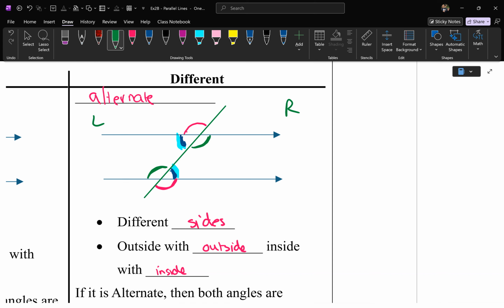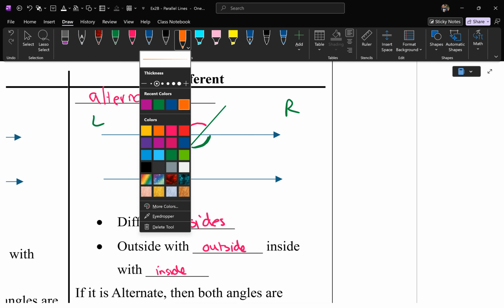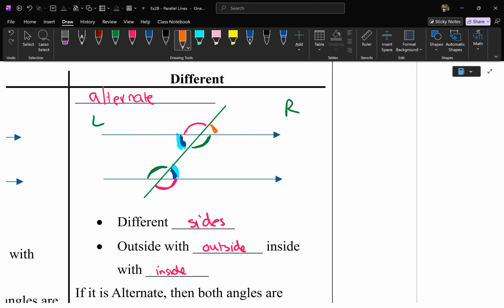Blue and blue, that's alternate. Green and green, that's alternate. If I want to be more careful as well, I can also say in orange, outside, outside. These two are also alternate as well. Okay, so one's on the right, one's on the left, outside, outside.